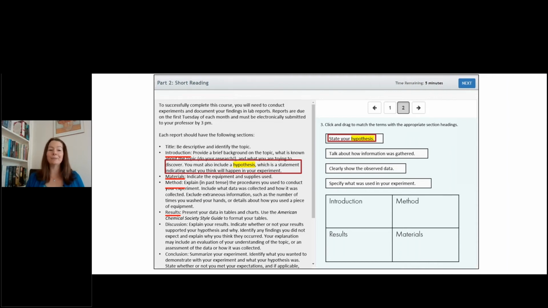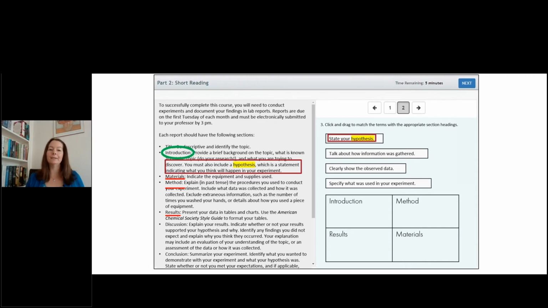So when I finish reading the sentence in the text, I see here that a hypothesis is a statement indicating what you think will happen in your experiment. So that just defines the word for me, but it also indicates to me that my hypothesis comes first before I complete that experiment, which is another good indication why it would fall in the introduction as we're introducing the whole piece. So I'm confident now that this first term belongs under the heading introduction.